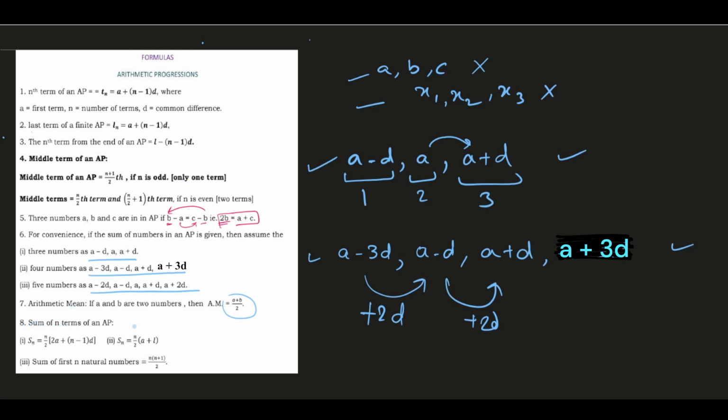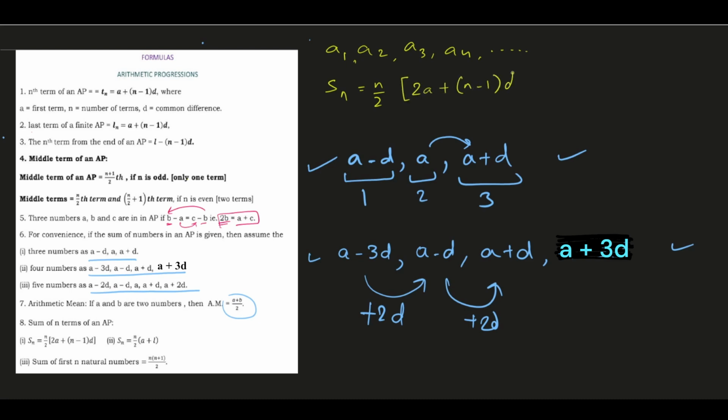The last will be the sum of an AP. This is very important. So, sum of n terms. The first term is A1, the second term is A2, the third term is A3, then we have A4. So if I want to add all these terms, the formula will be Sn is equal to n by 2, open the bracket, 2a plus n minus 1 into d. So this is the standard formula.